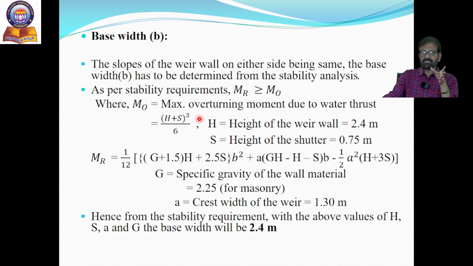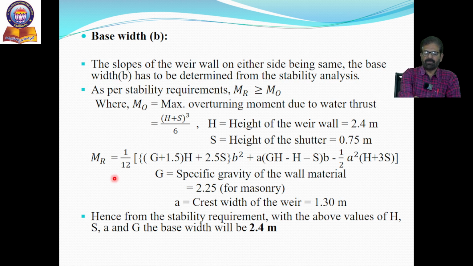Whereas the resisting moment is to be calculated based on the assumed section. This is somewhat complicated. So we need to use this lengthy expression or formula for obtaining the resisting moment. Of course, it is not required to determine the resisting moment itself; by applying this condition as a stability requirement, we can determine the base width. Our ultimate aim is to determine the base width of the weir wall. So this expression for resisting moment consists of the base width, which is a function of the dimensions of the weir wall.